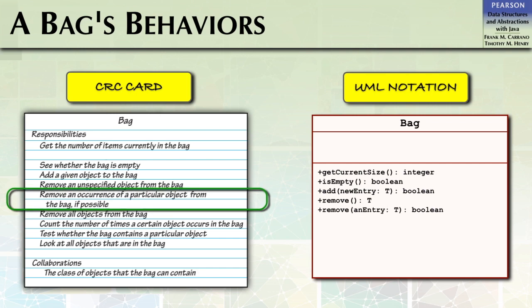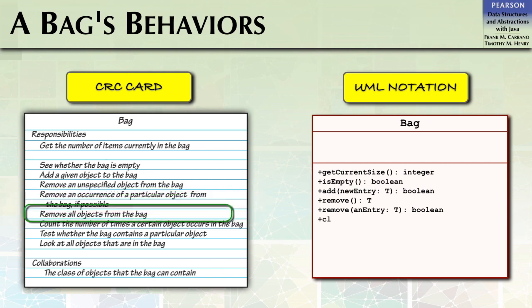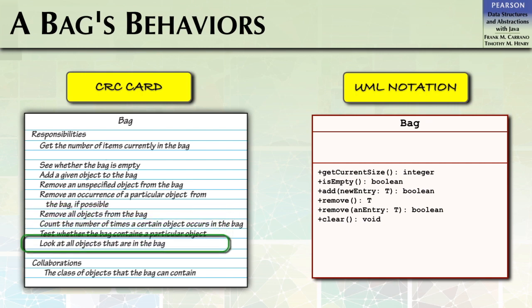If the bag does not contain the item, we need to inform the client. Since the client already had to specify the item as a parameter, we can return a boolean to indicate whether or not the item was successfully removed. Removing all the bag's contents can be a void method. We just want to empty the bag, not retrieve any of its contents. The next two methods report on a specific item and don't change the contents of the bag.